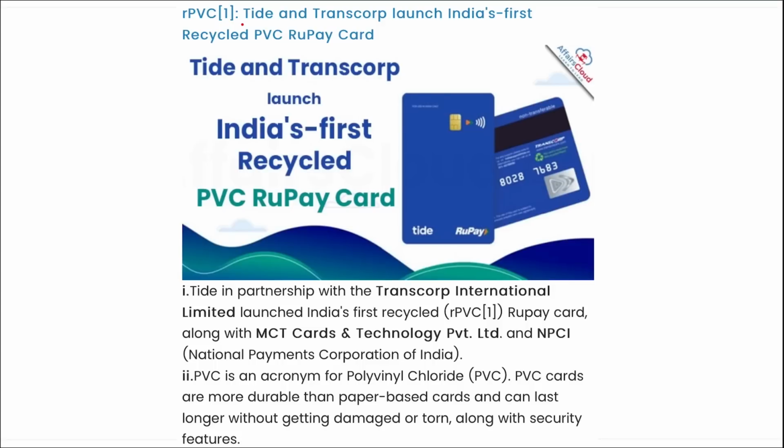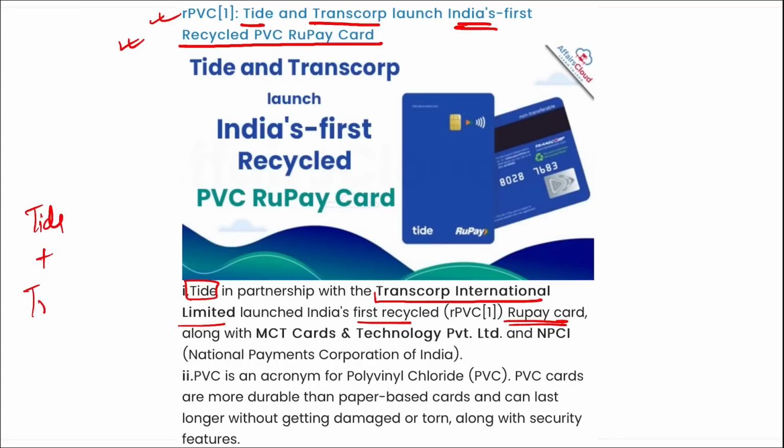Next, Tide and Transcorp launch India's first recycled PVC rupee card. Now this line itself is important: India's first recycled PVC rupee card was launched by which organization? Tide in partnership with Transcorp International Limited. They together launched India's first recycled rupee card. Right? I repeat, India's first recycled PVC rupee card, that is RPVC1, was launched by Tide in collaboration with Transcorp. Correct?